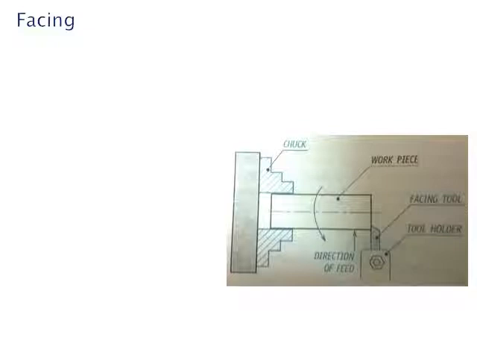At that time the tool movement takes place perpendicular to the axis of the workpiece. So it is called a facing operation. Simple line diagram: this is the workpiece, single point cutting tool, direction of the feed, and this is the chuck, three-jaw chuck or four-jaw chuck, using any one of them. The chuck is fitted in the headstock. So this is the facing operation.